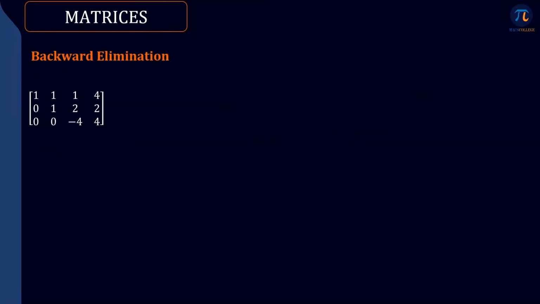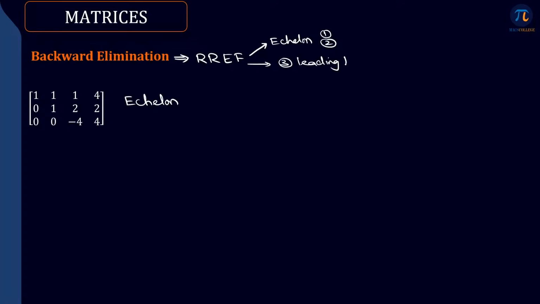Now let us see Gauss backward elimination method. To apply this method, first of all, the matrix must be in echelon form. So we apply Gauss backward elimination method to get reduced row echelon form of the matrix. Reduced row echelon form means first of all the matrix must be in echelon form, that is first and second conditions must be satisfied. Third condition, the leading non-zero element must be 1. Fourth condition is that the leading 1 is the only non-zero element in its column.